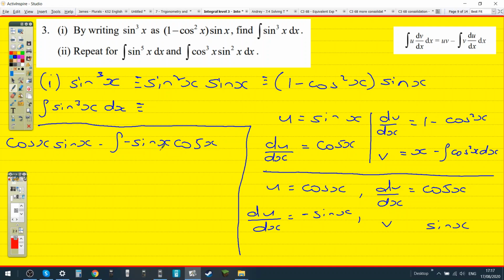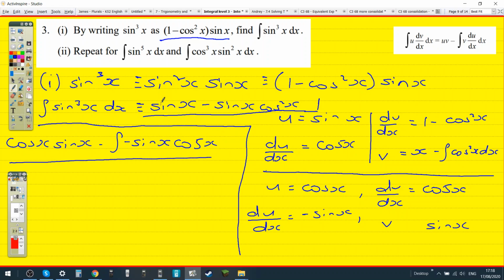Yeah. Let me see. Sine cubed x. That is the same as, if we were to expand this bracket that they gave us, sine x minus sine x cos squared x. I don't think, is that helpful? I don't think it is. And the integral of that will be minus cos x.